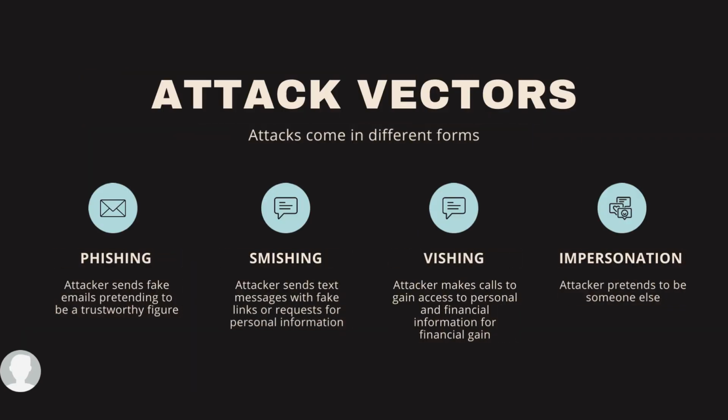So attackers will use a variety of vectors to go through with their attack. This can include phishing, smishing, vishing, and impersonation, but it doesn't have to be limited to these, but these are very common methods. So phishing, basically an attacker sends a fake email pretending to be a trustworthy figure. Smishing, they send messages through SMS consisting of fake links or requests for personal information. Vishing would be through calls, trying to gain access to personal, maybe even financial information. Impersonation is basically an attacker pretending to be someone else.